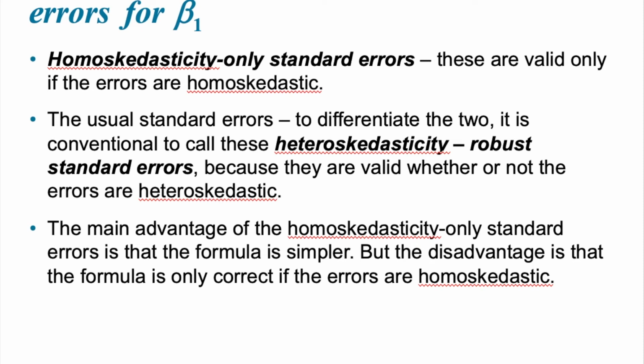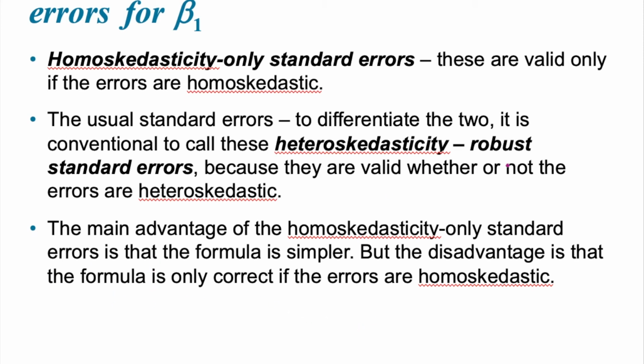We can use the heteroskedasticity robust standard errors if we have data for which the OLS residual demonstrates homoskedasticity. There will be no penalty. The main advantage of homoskedasticity only standard errors is that the formula is simpler, so it's easier to program. Like if we have Excel and we're doing our own programming, or any kind of software program where we're programming ourselves. But the disadvantage is that the formula is only correct if the errors are homoskedastic.